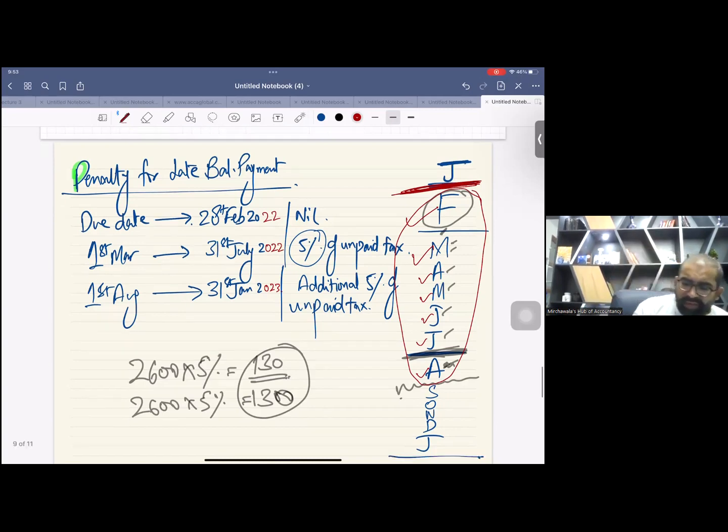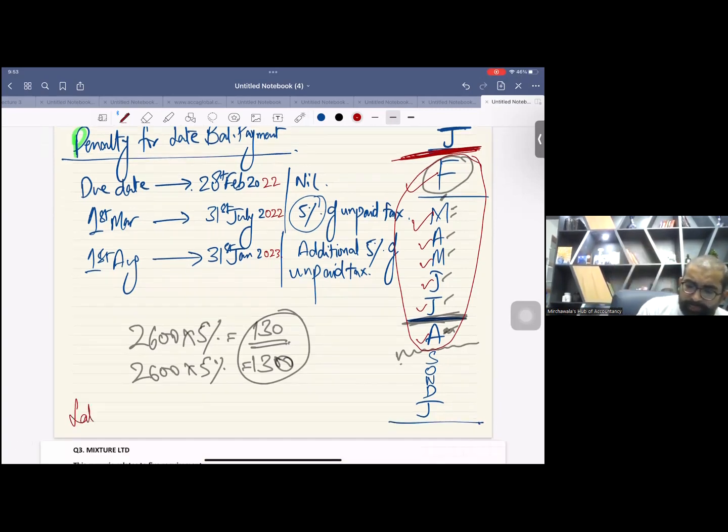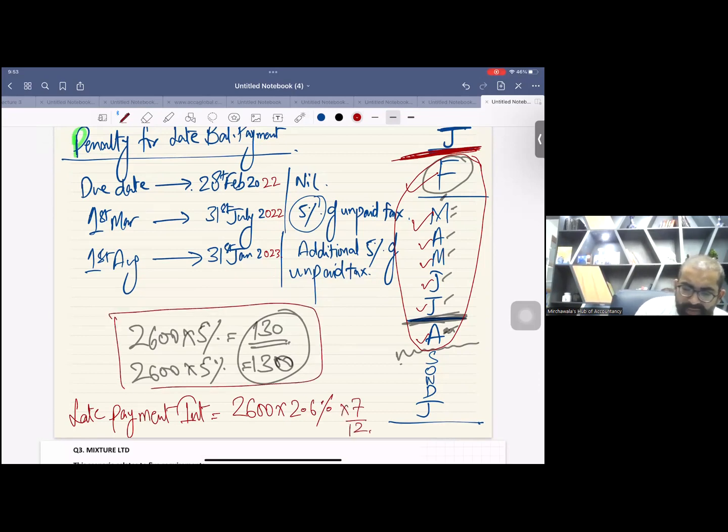You have to pay 7 months late payment interest. That is 2600 times 2.6% times 7 upon 12. So these two things, this is the penalty which you have to pay.